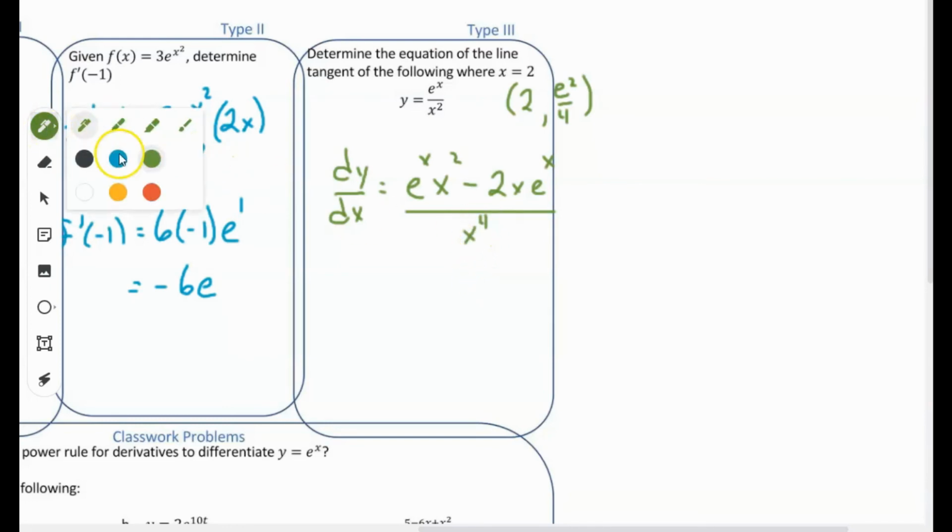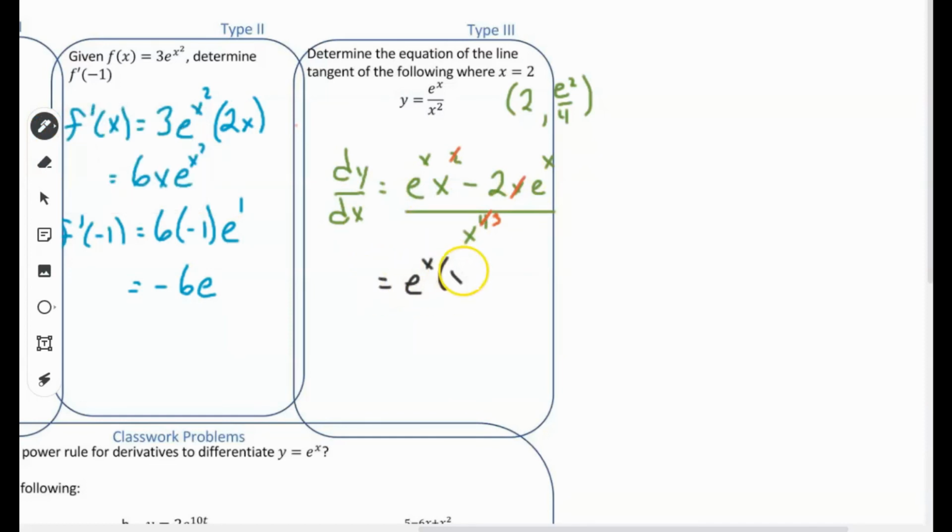Now we can simplify that a little bit. We have an x in every term, so we can get rid of one x there and there and there. And then we can also factor out an e to the x. So we get e to the x times x minus 2, all over x cubed.